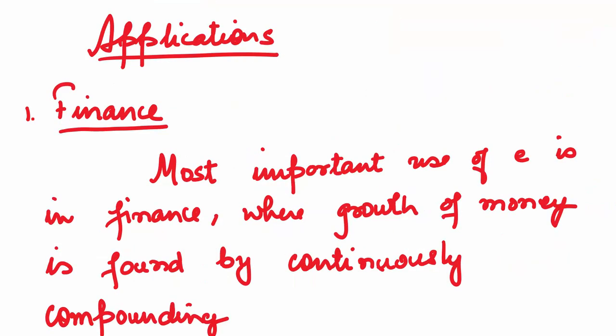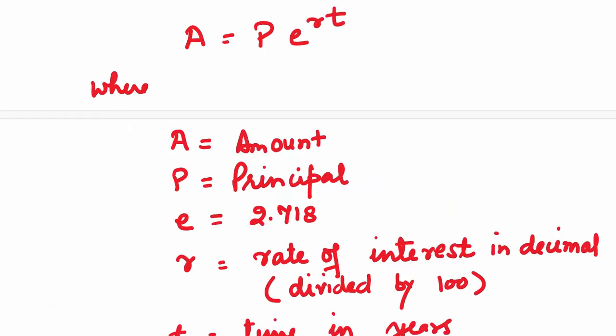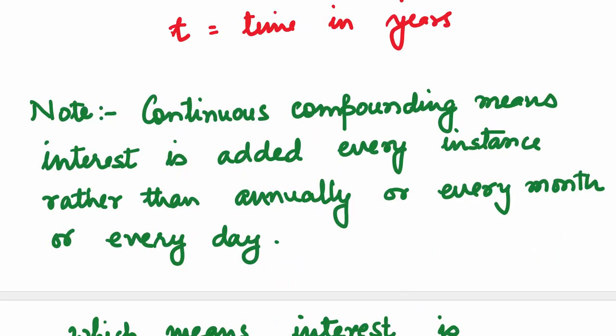So what are the applications of e? Now, the discovery of e was a game changer for finance. The most important use of e is in finance, where growth of money is found by continuous compounding. And the formula which is used is A = P × e^(rt), where A is nothing but the amount which we get after continuous compounding. P is the principal. e is nothing but 2.718, so this is an approximate value. r is the rate of interest in decimals, that is, we divide the given rate by 100, and t is the time in years.